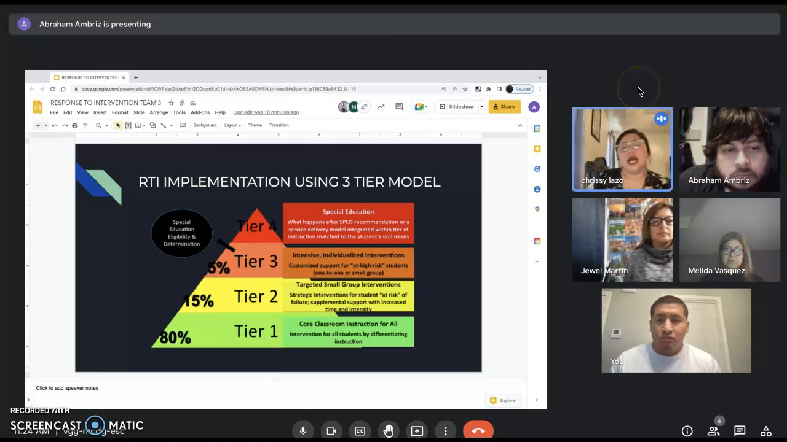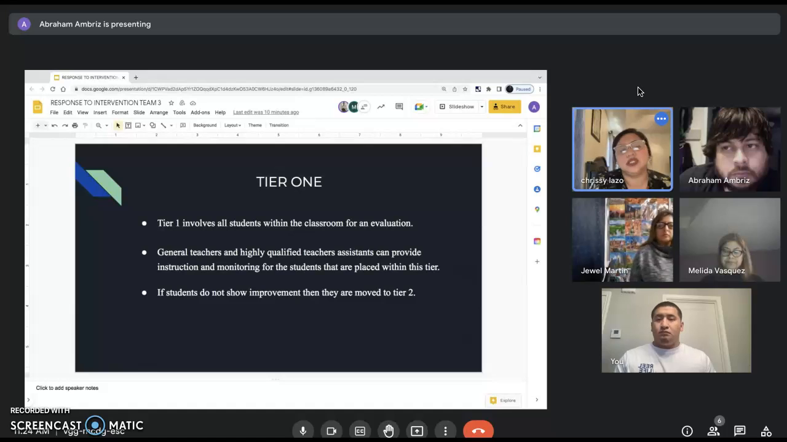In tier 1, like I said, all students in the classroom are involved. General teachers and highly qualified assistants do the instruction and monitoring, trying to see the students' response in this tier. If they assess them and the student shows no improvement, then they are moved to tier 2.